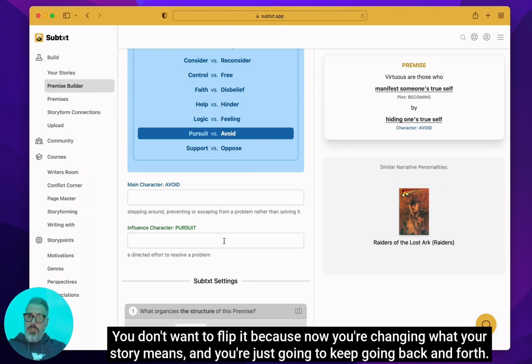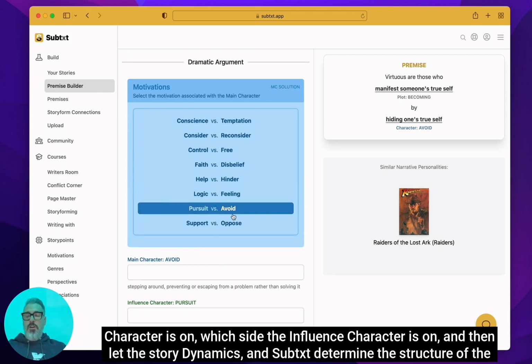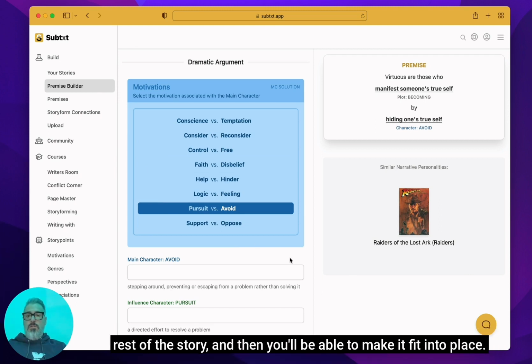You don't want to flip it, because now you're changing what your story means, and you're just going to keep going back and forth. So the very first thing you want to do, and that's why it's listed here as the dramatic argument, is to decide which side the main character is on, which side the influence character is on, and then let the story dynamics and subtext determine the structure of the rest of the story, and then you will be able to make it fit into place.